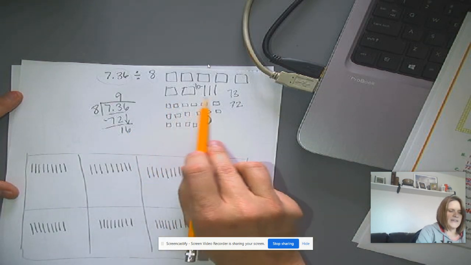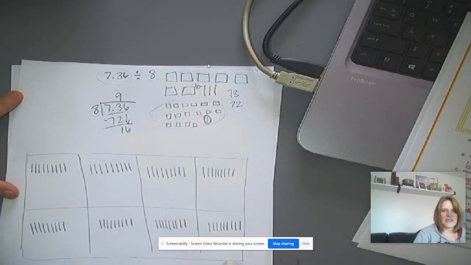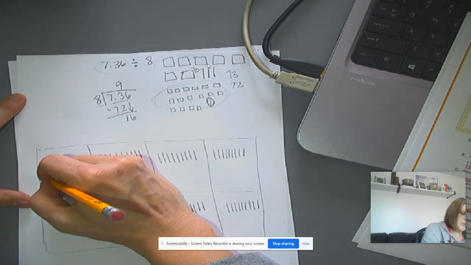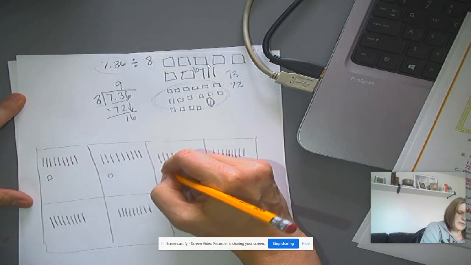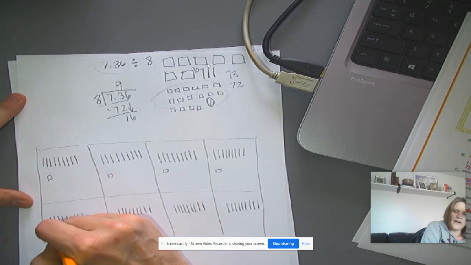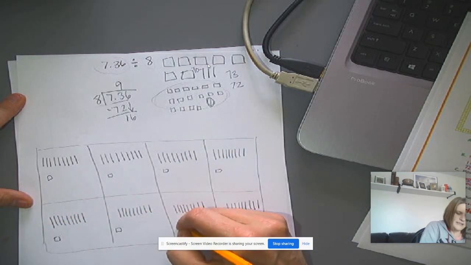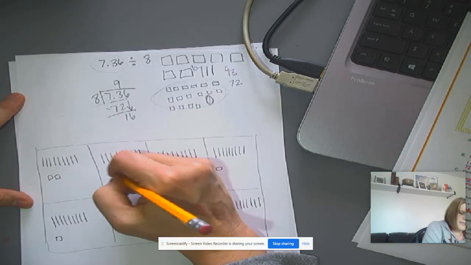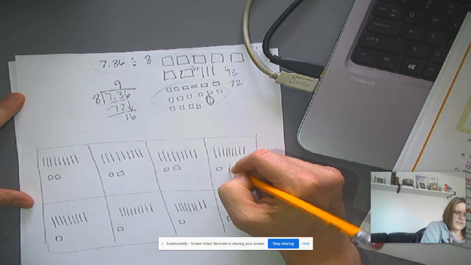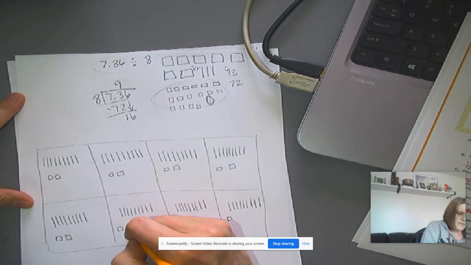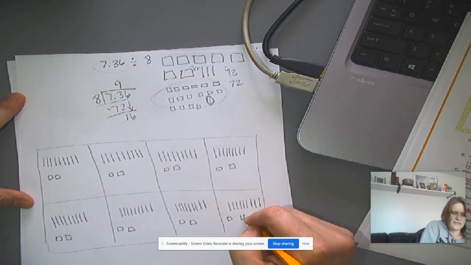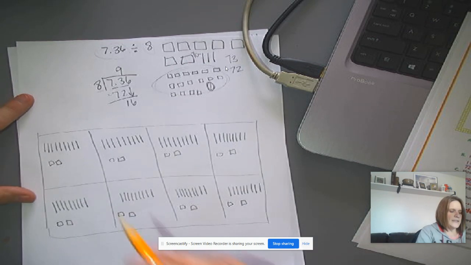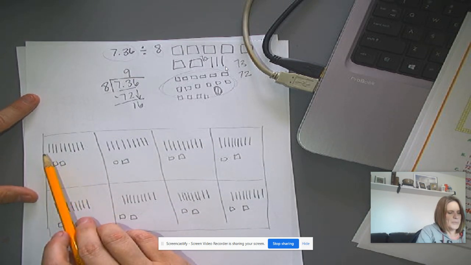So now we need to divide these 16 hundredths amongst the 8 groups. Okay, so 1, 2, 3, 4, 5, 6, 7, 8, 9, 10, 11, 12, 13, 14, 15, 16. And do we have any left over? We do not. So what does each group get?